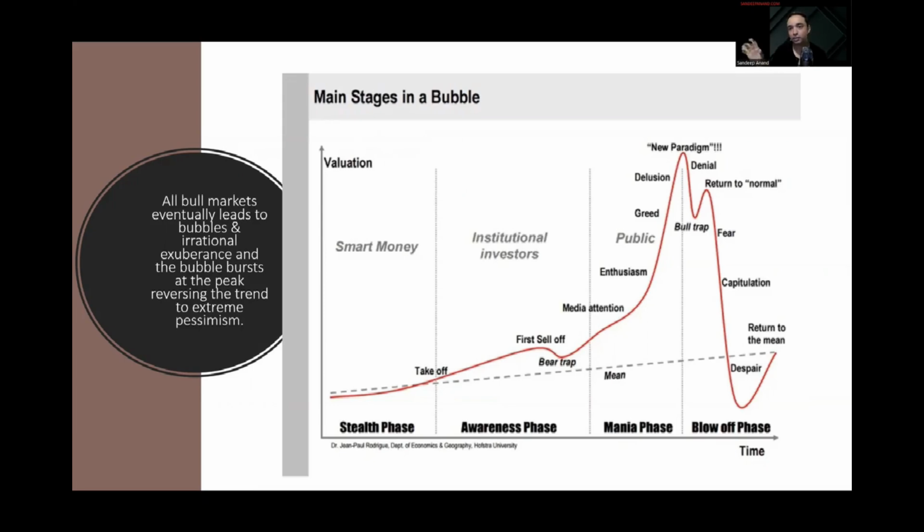People call this 'this time it's different.' I think it's the most commonly used phrase, and people say it's the most dangerous one. So the 'this time it's different' paradigm sets in. It's a new paradigm always, and it was the tech boom. It was the emerging markets boom.